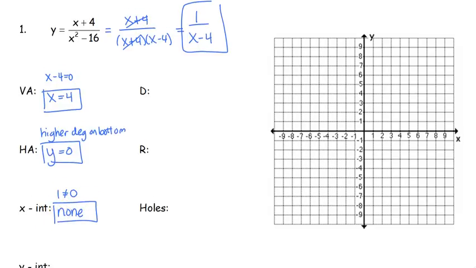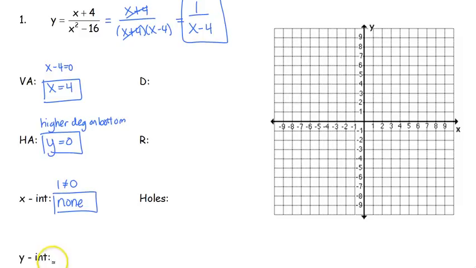Let's move this down just a little bit more. Our y-intercept, if we want our y-intercept, we plug 0 in for x. So that's 0 minus 4, which is a negative 1/4. So our y-intercept is at 0, comma, negative 0.25. 0.25 we know is just 1/4.